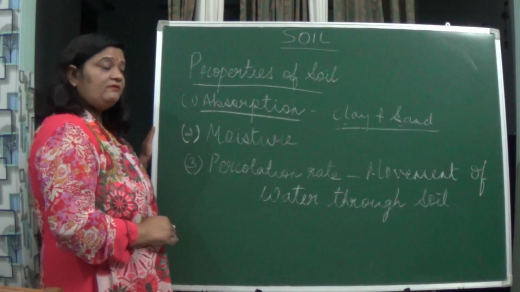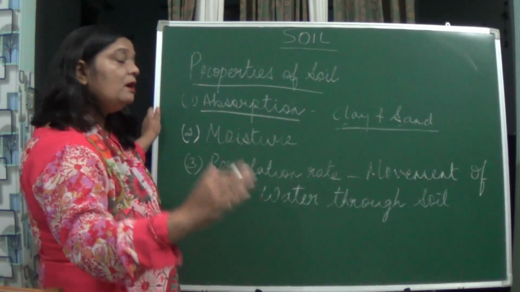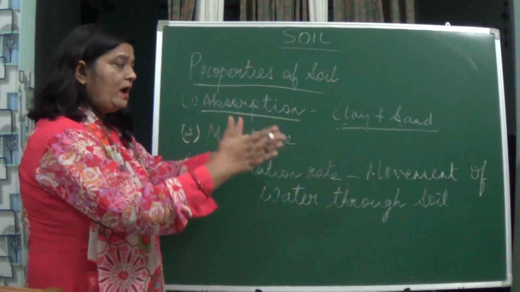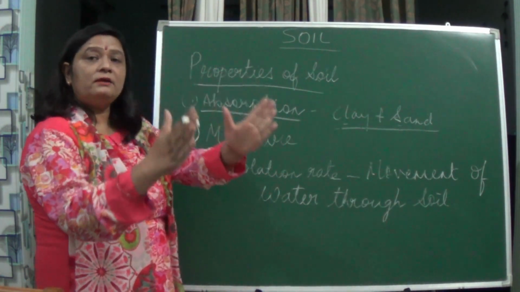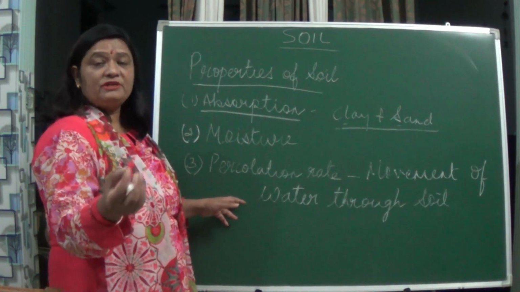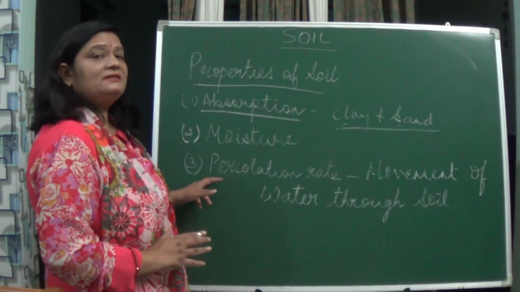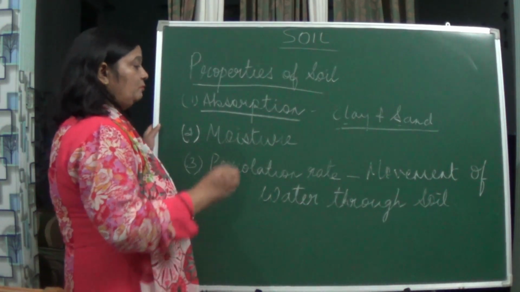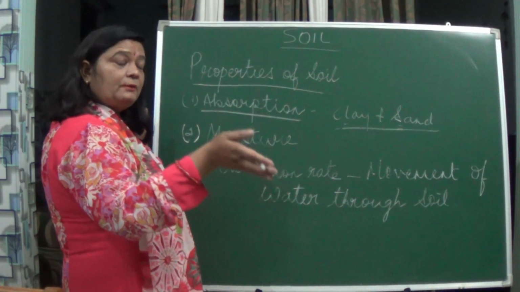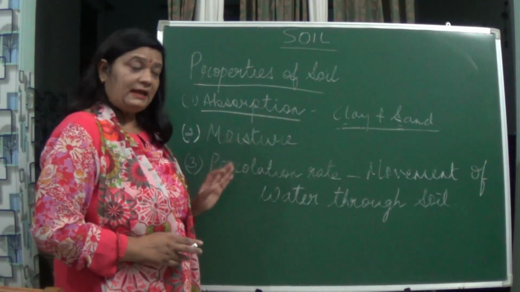Percolation rate: when we say percolation rate, it means the movement of water through the soil. Suppose in one container you take sand, in another you take clay, and in the next one you take loamy soil. Loamy soil means the alluvial soil, which consists of humus. You will see the water moves through the sandy soil at a much greater speed than through the loamy soil and the clayey soil.